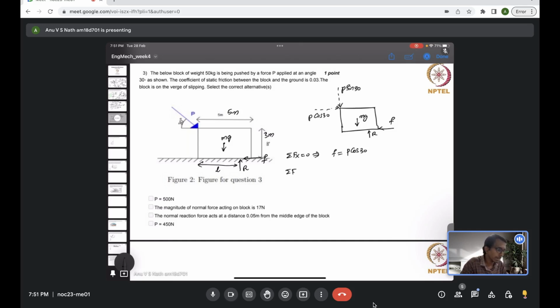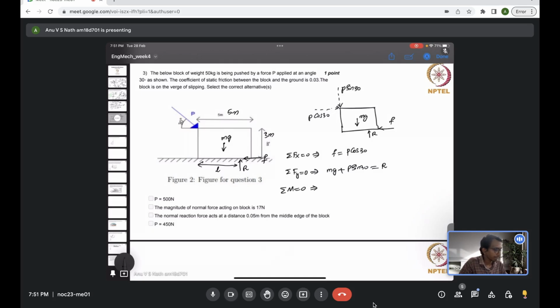And now the vertical force balance. The vertical forces acting in the system are P sin 30, mg and R. They should be in balance. mg is acting vertically down. Similarly, P sin 30 is acting vertically down. It should be balanced by the normal reaction R. Now the sum of the moments about any point should be 0 for equilibrium.